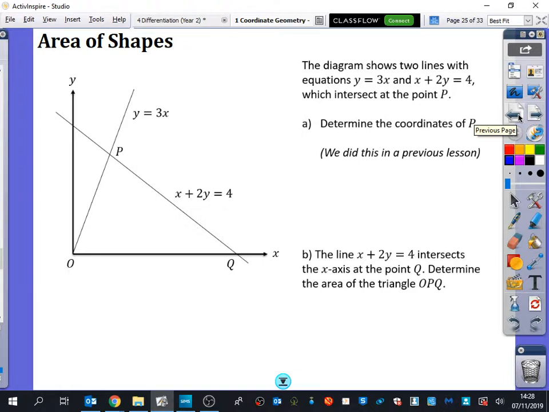It says the diagram shows 2 lines with equations y equals 3x and x plus 2y equals 4, which intersect at the point P. You kind of know what's already going to happen for this bit, but we actually have done this question earlier on. If you can flick back through your booklet, we did this exact same question and found the coordinates of P. I wonder if you can find out where it is.